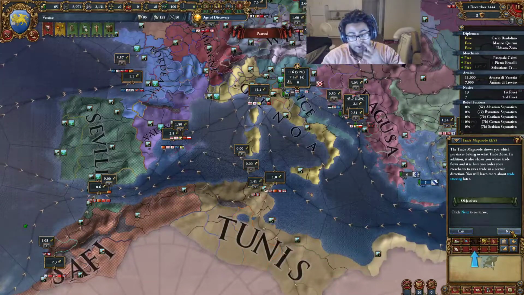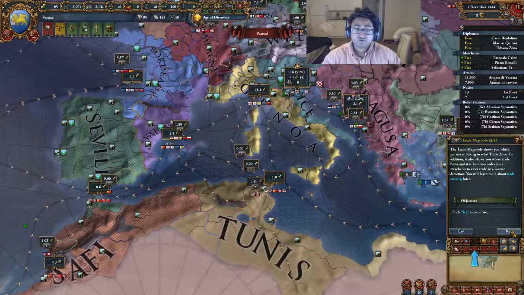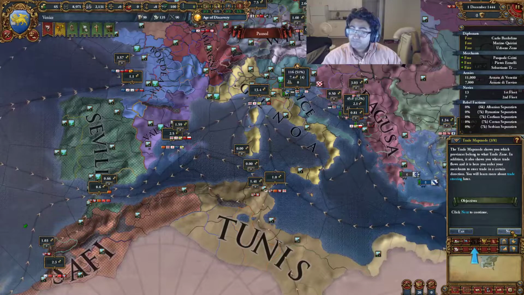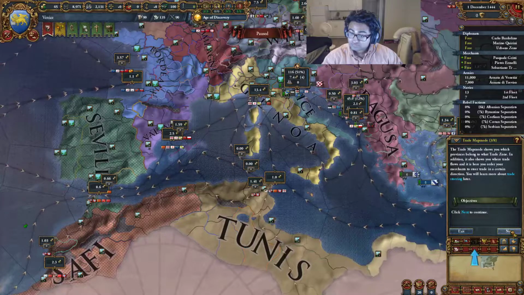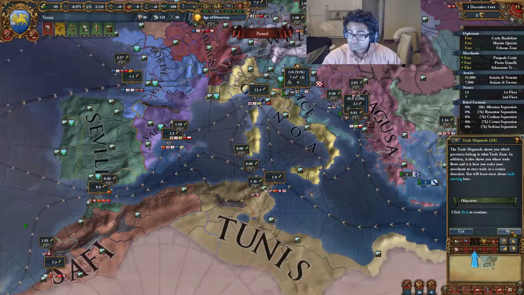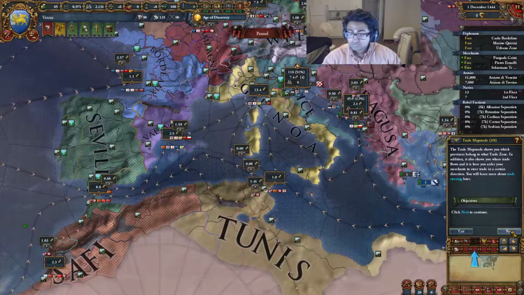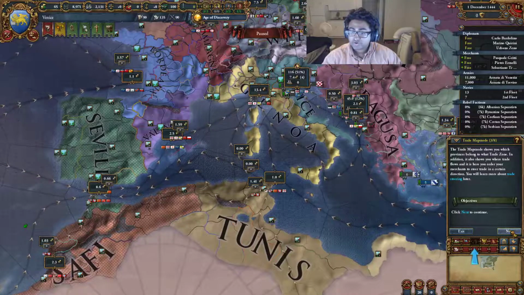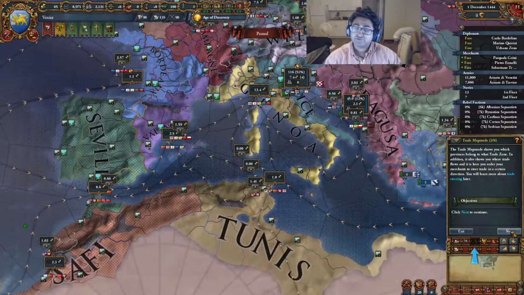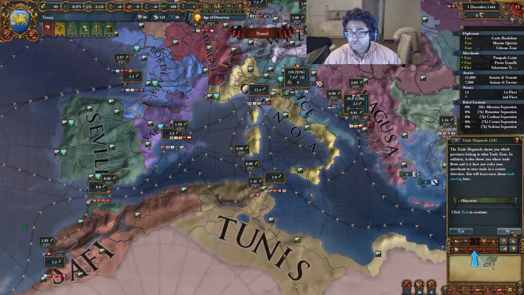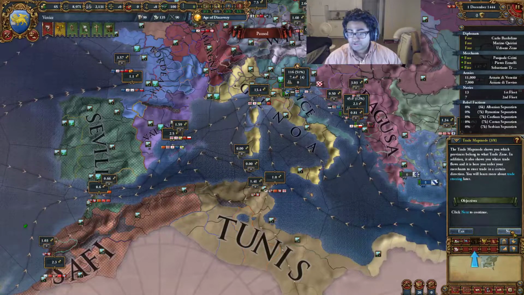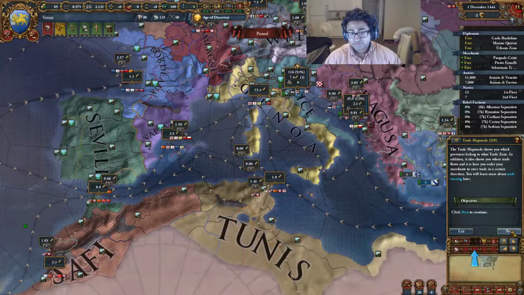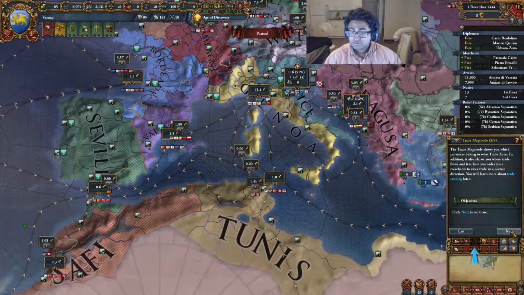Trade map mode. The trade map mode shows you which provinces belong to what trade zone. In addition, it also shows you where trade flows, and it is here you order your merchants to steer trade in a certain direction. You will learn more about trade steering later.